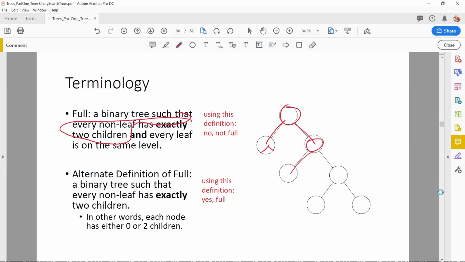This is a non-leaf. It has two children. This is a leaf. We don't care. Non-leaf has two children. This is a leaf. We don't care. This is a leaf. We don't care. So yes, that part is true. Every non-leaf has exactly two children.